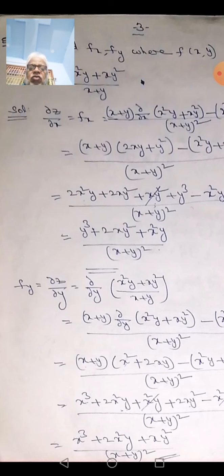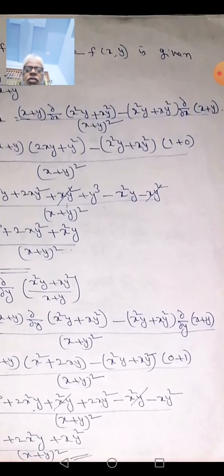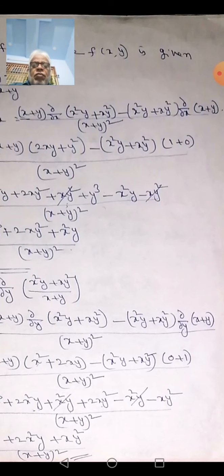Dou by dou y of x square y: x square with respect to y is constant, and the derivative of y is 1. Plus xy square: x is constant, and the derivative of y square is 2y, so that is 2xy. Minus x square y plus xy square as it is. Dou by dou y of x plus y: the derivative of x, a single term, is treated as a constant, and the derivative of a constant is 0, so 0 plus 1.